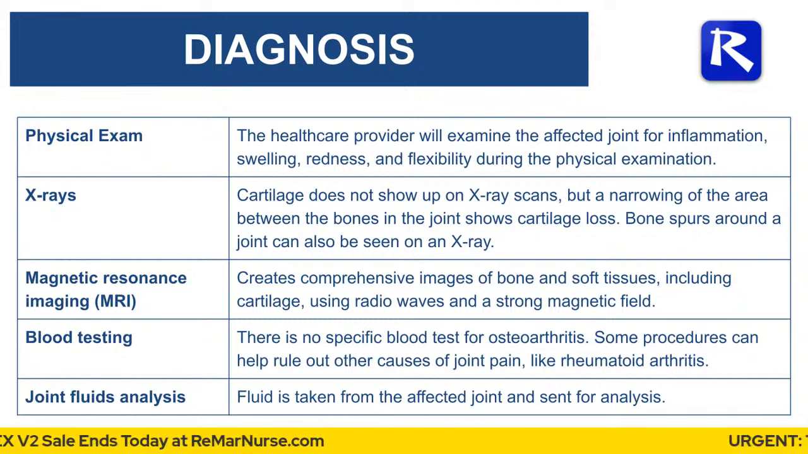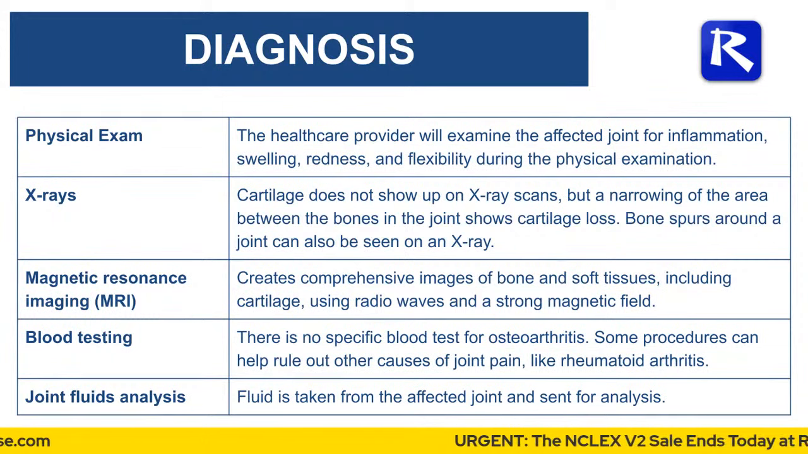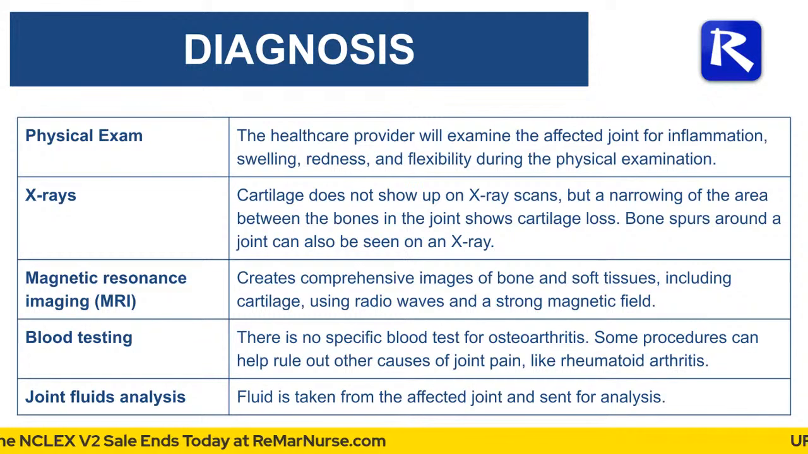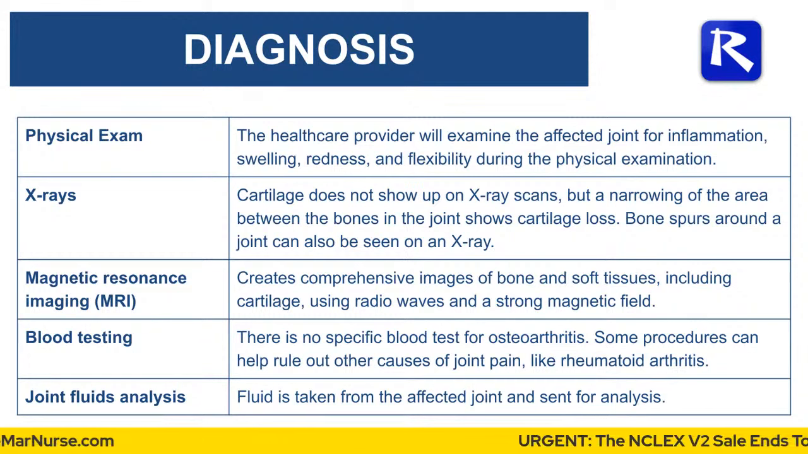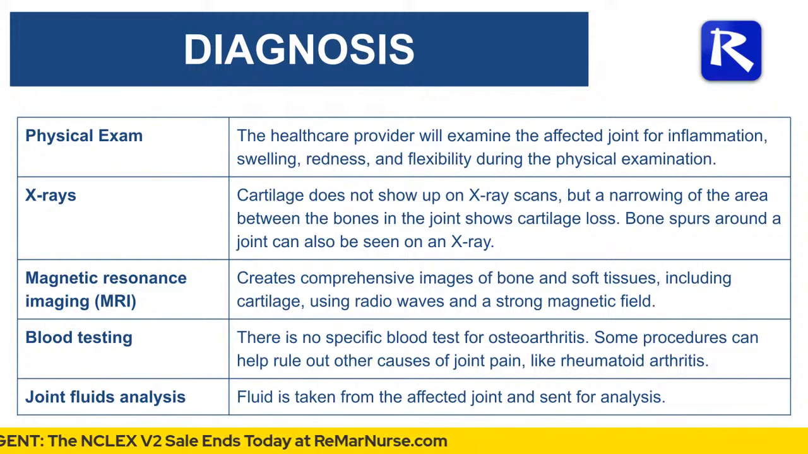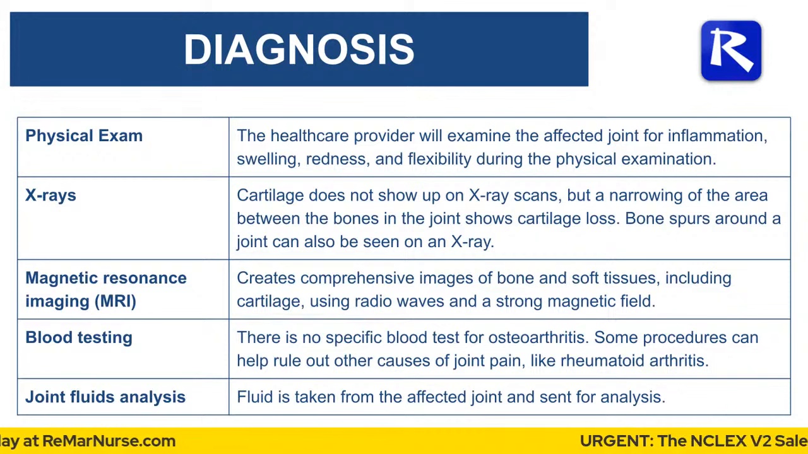How do you diagnose osteoarthritis? What is the best way to do that? A physical exam, of course, where your doctor will examine the affected joint for inflammation, swelling, redness, and flexibility. X-rays. So pay attention to this. Cartilage does not show up on X-ray scans, but the narrowing of an area between the bones and the joint can show cartilage loss. And so bone spurs around a joint can be seen on an X-ray.